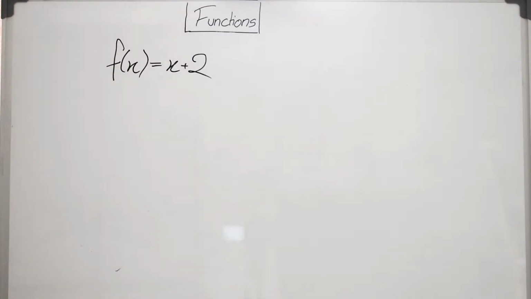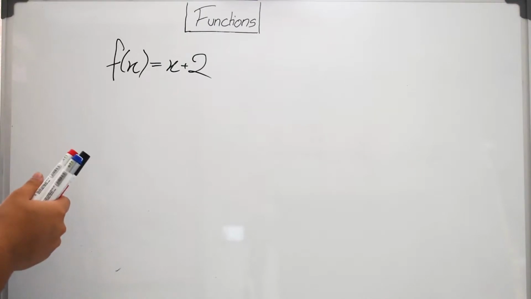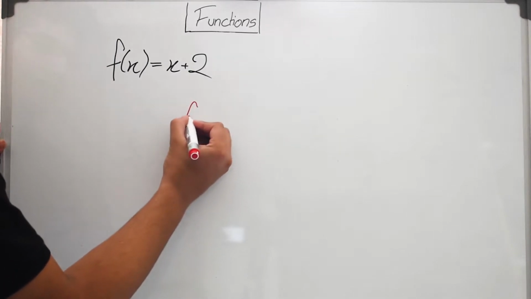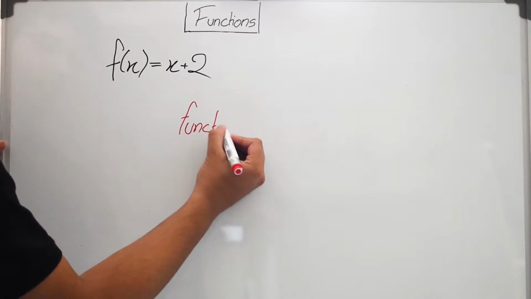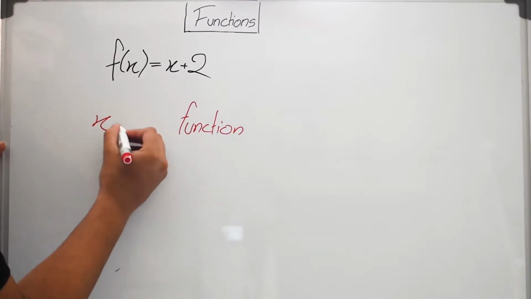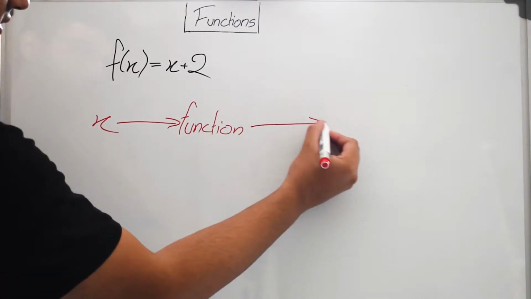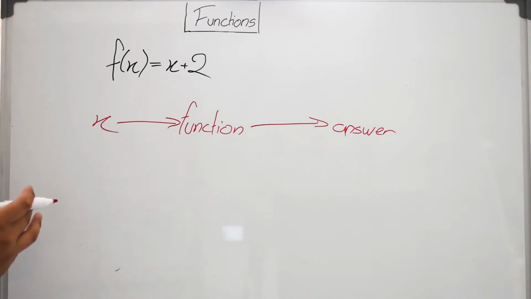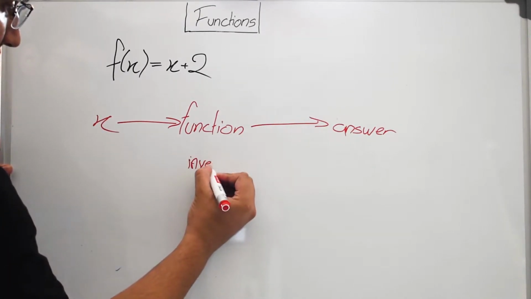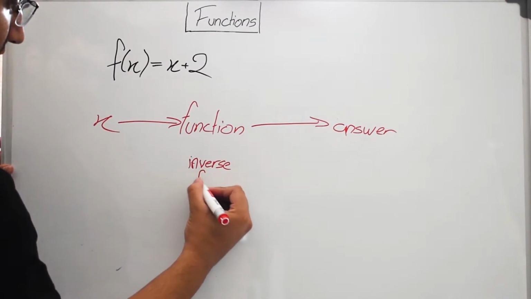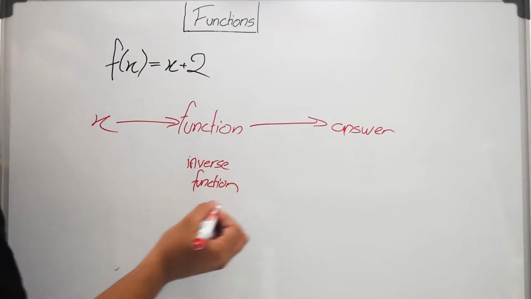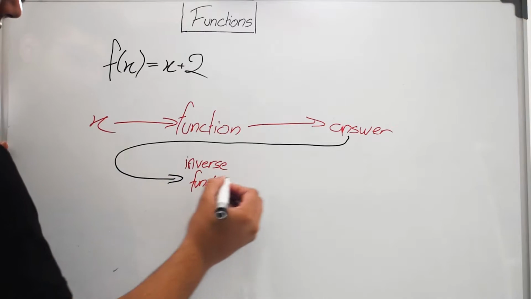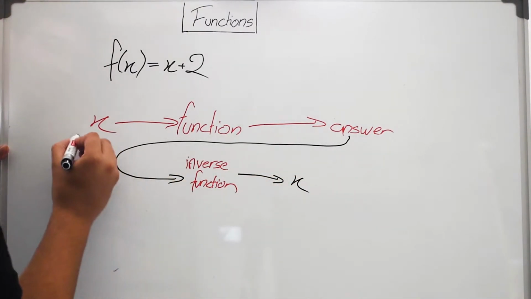All we have to do is understand what an inverse function is first before we can actually find an inverse function. How a function works is you place a value of x into the function and what you get is an answer. What an inverse function does, it takes this answer and turns it back into the initial value, which was x.